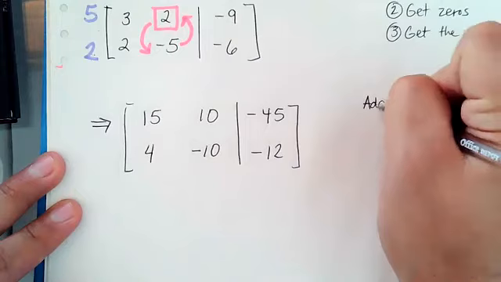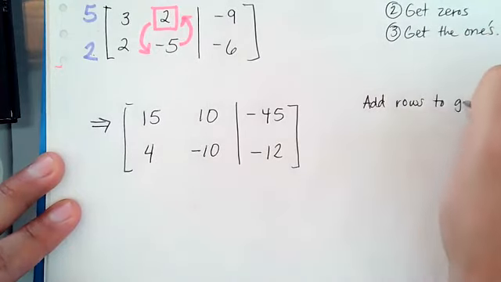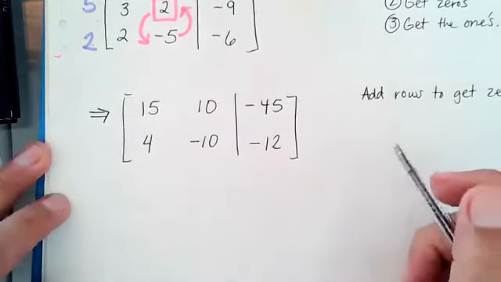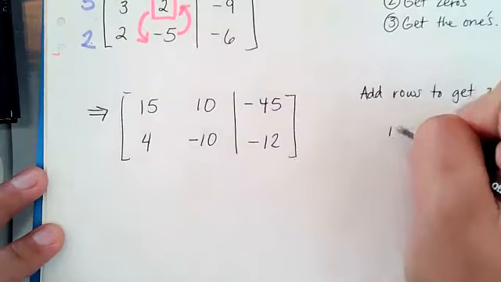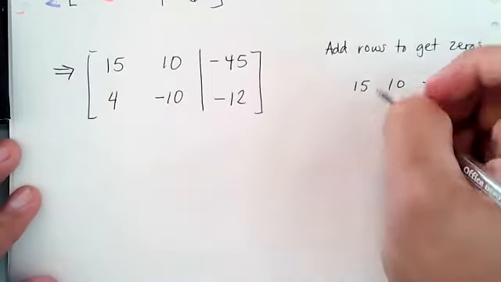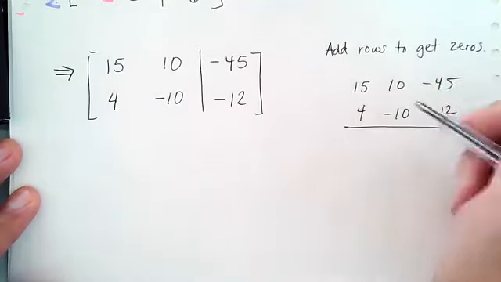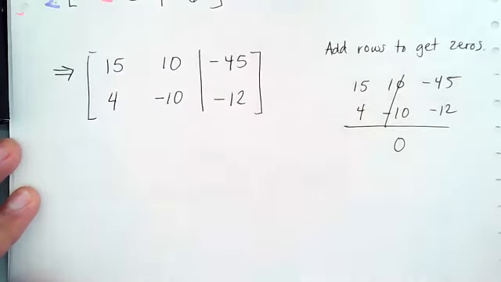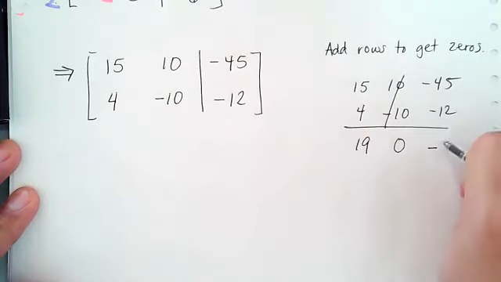Now we can add the rows to get the zeros. If I wanted a 0 in this position, I add these numbers together: 15, 10, and -45 to 4, -10, -12. These eliminate to 0, and I'll have 19, -57 here.